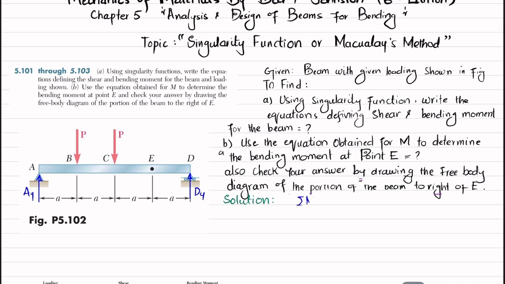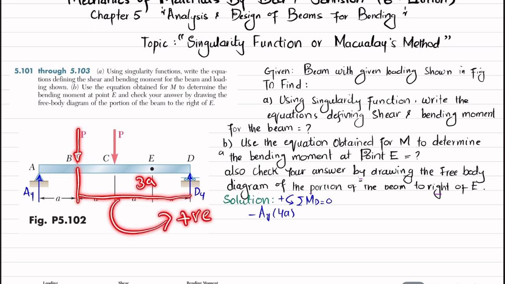So the first equation of equilibrium is that the sum of all moments about point D is equal to 0, taking the counterclockwise moment as positive. So about point D, the first moment is due to this AY times the perpendicular distance, which is 4A, and this is producing clockwise movement, so it will be negative. So I will write AY multiplied by 4A, and that is negative. The second moment is due to this P load, whose perpendicular distance is 3A, and this is producing counterclockwise movement, so it will be positive.